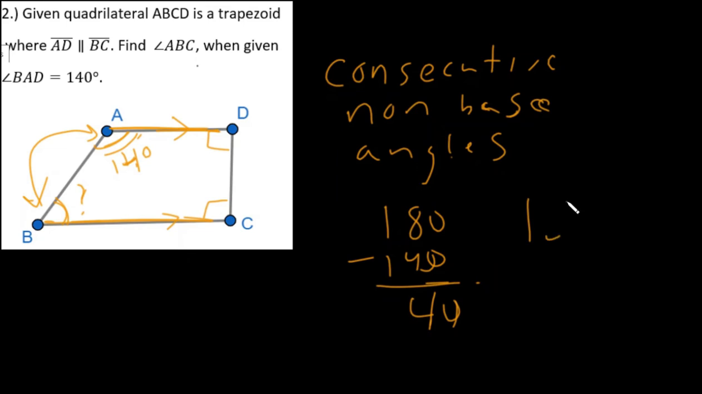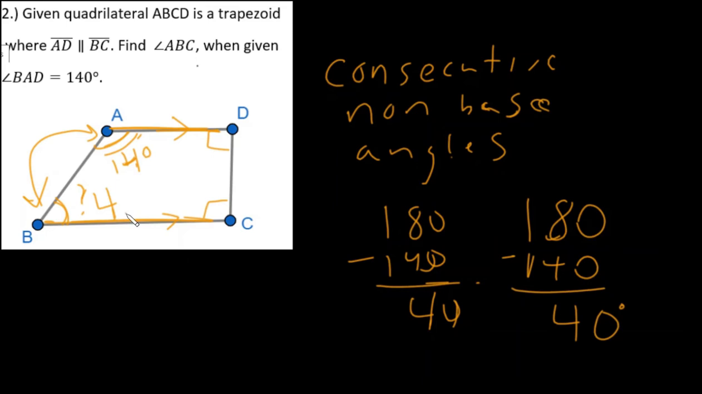180 minus 140 will give us 40 degrees. All right, and that will be our answer. Our missing angle is going to be 40 degrees. Pause the video, finish taking any notes that you need, and let's go ahead and move on to our third example.